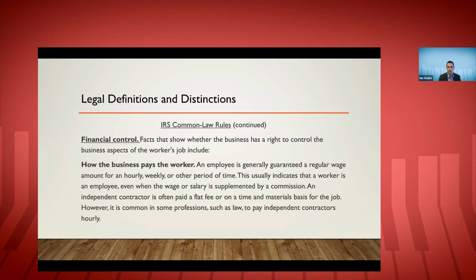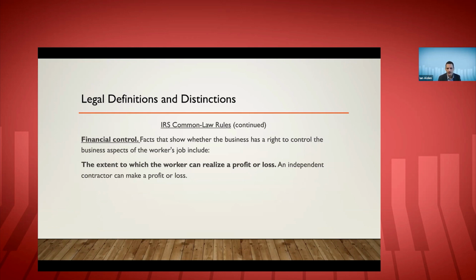And then how the business pays the worker. This matters. You can't have them be W-2 if they're independent contractors. You can't pay them typically on an hourly basis, except for certain service providers like lawyers, doctors, etc. The gist of this is you can't have them be W-2 hourly or salaried independent contractors. And again, you go back to the extent to which they can realize a profit or loss. If they are the masters of their own fate to an extent with respect to their own business, and whether they can run a lean operation or not, that makes a difference.